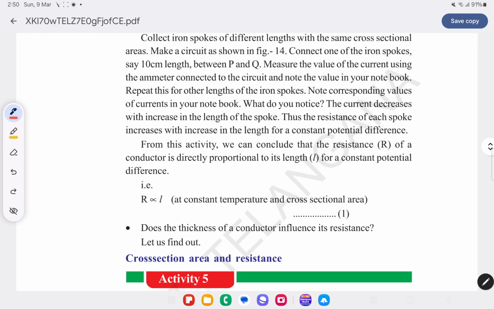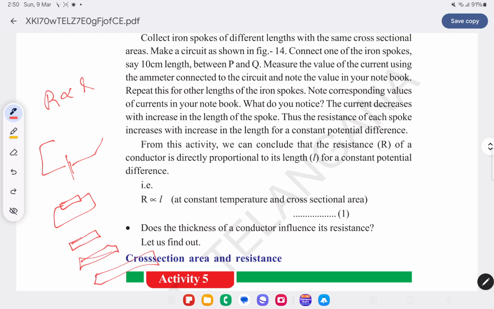Next, length of conductor. See, resistance will be directly proportional to the length of the conductor. Suppose you take one system like activity number 1, battery, everything you connect, and you connect one 5 centimeter rod, next a 10 centimeter rod, next a 20 centimeter rod, next 50 centimeter. You keep on changing the length of the conductor, but the diameter should remain the same.